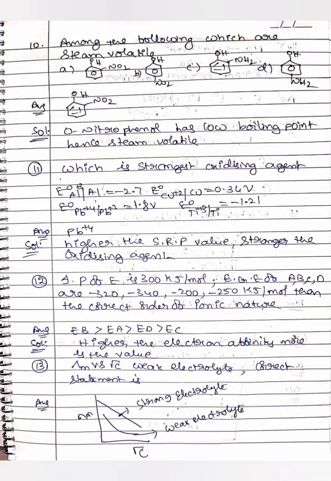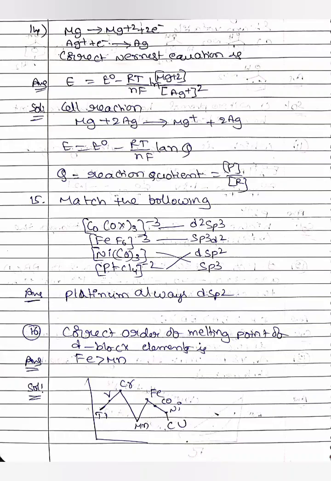Debye-Huckel-Onsager equation based question. Here they have asked for the correct statement regarding weak electrolyte. For weak electrolyte we get a curve, and for strong electrolyte the lambda values sharply decrease along with the concentration. So based on this you can answer the question. Next one, let's check the next question.